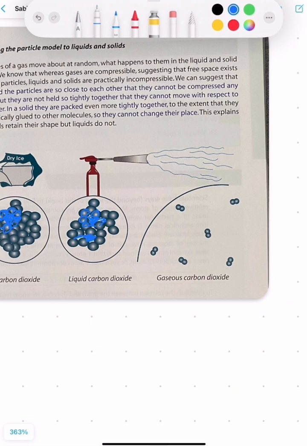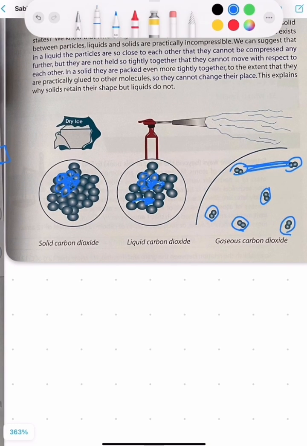For gases, as you know, they're free. They move a lot. They do not stop. They are in constant movement. Why? Because there is space between them. For their shape, solids, the shape is constant, does not change. For liquid, it changes. For gas, it also changes. For volume, for solid, it does not change.